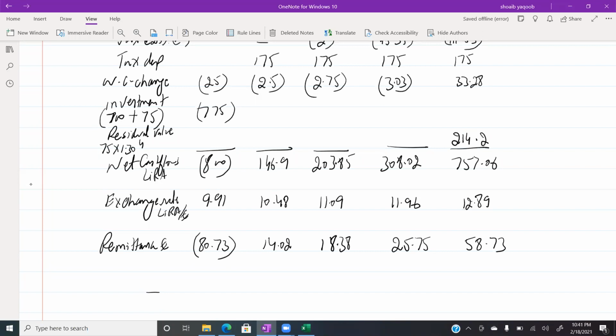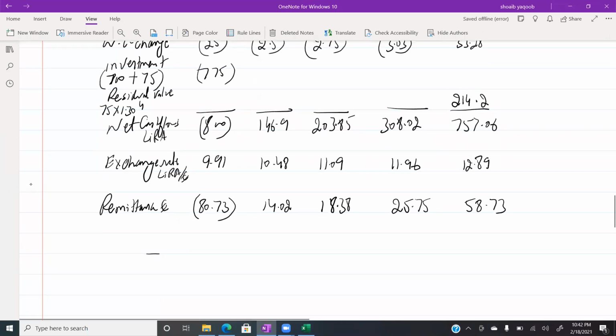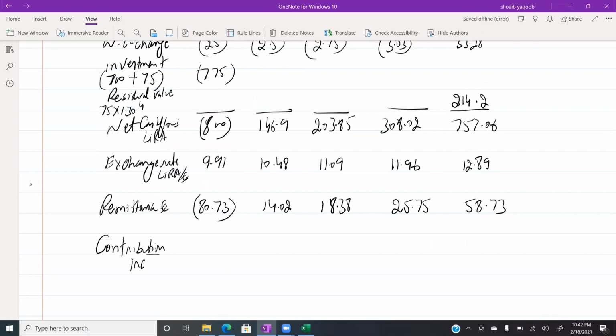Okay. Is there any parent company specific cash flow? Additional tax? No. Contribution loss? No. Is there any additional cash flow for the parent company? Contribution income, right? Contribution income. Let's solve in the working.